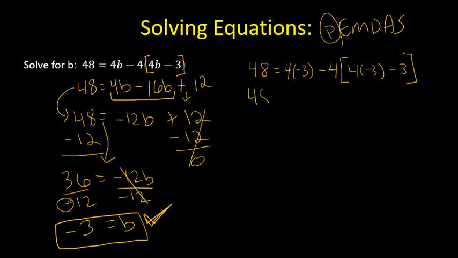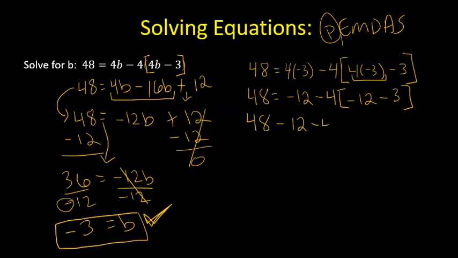So we have 48 here. -3 times 4, that gives me 12. Minus 4. And then we have 4 times -3 gives us -12. I'm going to bring down that 3, right? Do you see how it's getting cleaned up? Let's do it again. I have 48, 12 minus 4, which is -12 minus 3, that gives me -15, I believe.